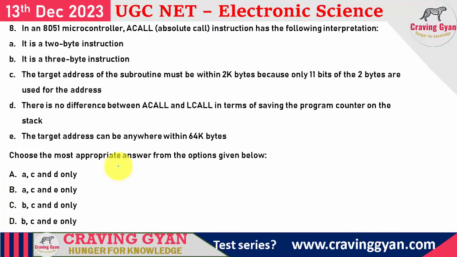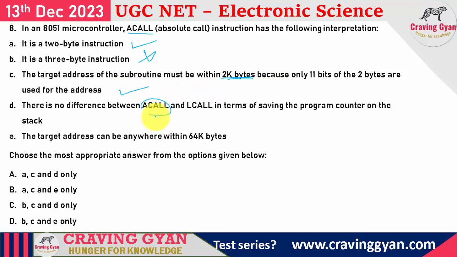In the 8th question, what they have given is, in the 8051 microcontroller, ACALL. You will have several variants of call: absolute call, LCALL, SCALL, like this. This instruction has the following interpretation. It is a 2-byte instruction they have specified. Yes, it is a 2-byte instruction, but it is not a 3-byte instruction. In the third option, the target address of the subroutine must be within 2 KB. Yes, it should be within 2 KB.